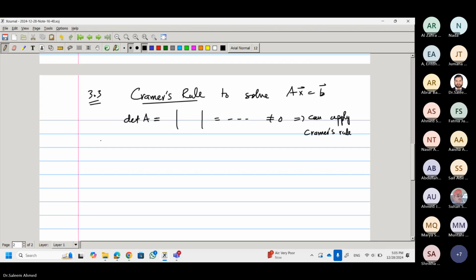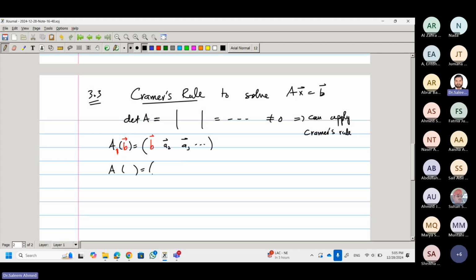Then we define A1B. A1B means replace the first column by B. See, A1 means the first column is replaced by B, and the remaining columns remain the same. The second column will be the same, and the third column will be the same.